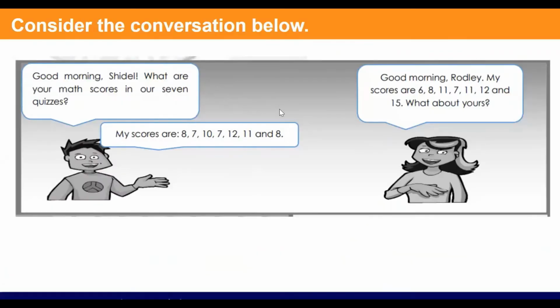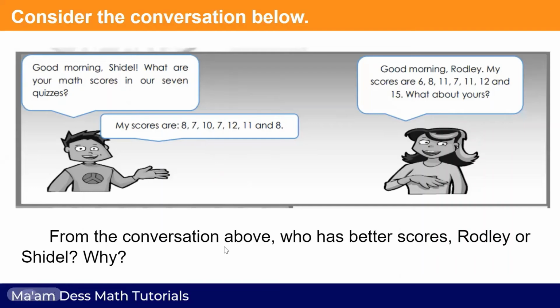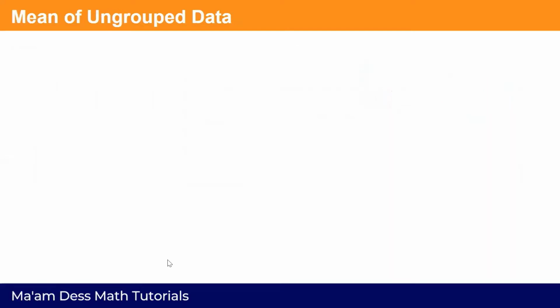Consider the conversation below. Good morning, Shaidel. What are your math scores in our 7 quizzes? Good morning, Rodley. My scores are 6, 8, 11, 7, 11, 12, and 15. What about yours? My scores are 8, 7, 10, 7, 12, 11, and 8. From the conversation above, who has better scores, Rodley or Shaidel? Why? Let's find out.